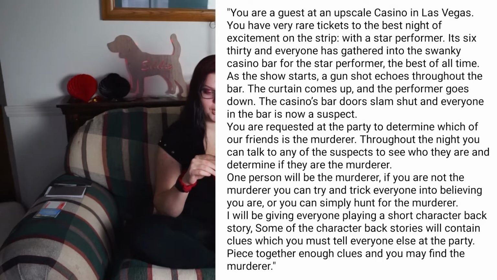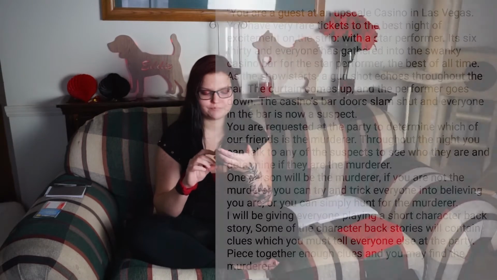You are requested at the party to determine which of our friends is the murderer. Throughout the night, you can talk to any of the suspects to see who they are and determine if they are the murderer. One person will be the murderer. If you are not the murderer, you can try and trick everyone into believing that you are, or you can simply hunt for the murderer. I will be giving everyone playing a short character backstory. Some of the character backstories will contain clues, which you must tell everyone at the party. Piece together enough clues, and you may find the murderer."